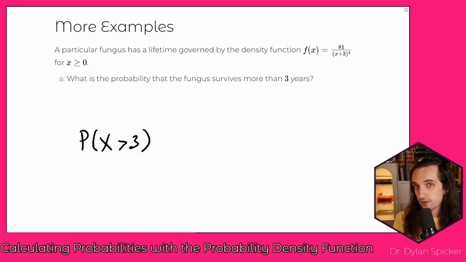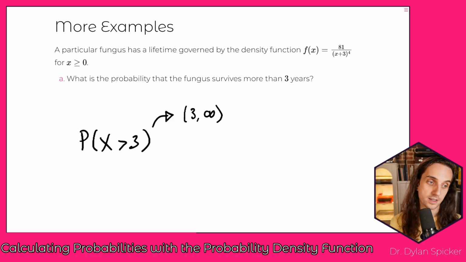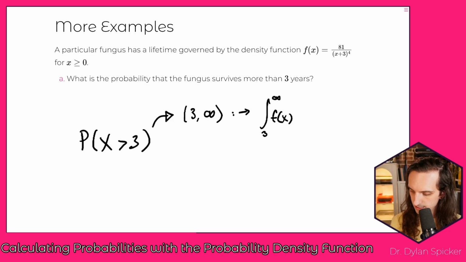There are two approaches that we can take to this problem. The first is noting that we're talking about an integral from 3 up to positive infinity. To solve for this, we can take the integral from 3 up to infinity of f(x) dx. This is going to work for us. We'll have to solve our improper integral here, but that's okay, we can use our limits to work that out.